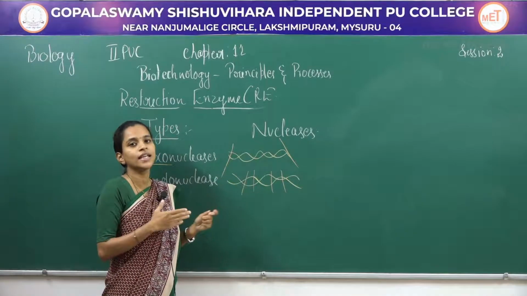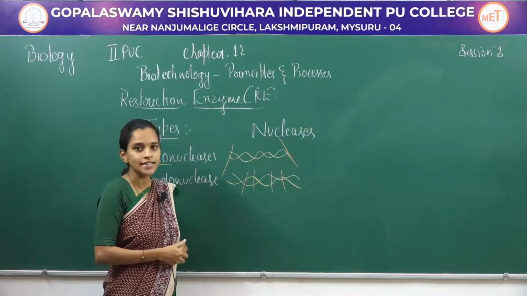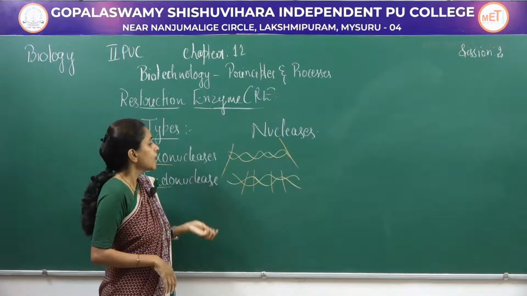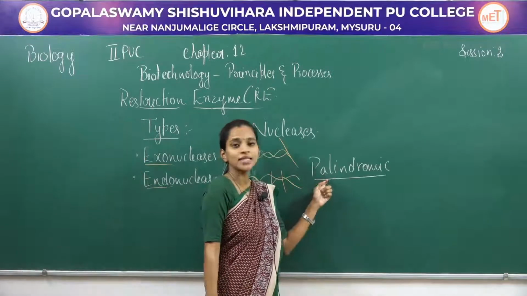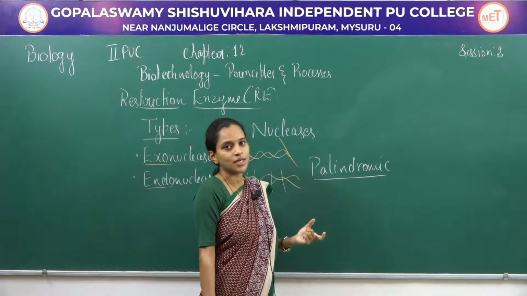So the backbone of the DNA will be broken down. That is how they break into smaller DNA sequences or base pairs. They act upon these sequences, which are normally palindromic sequences. Now, what is a palindromic sequence?